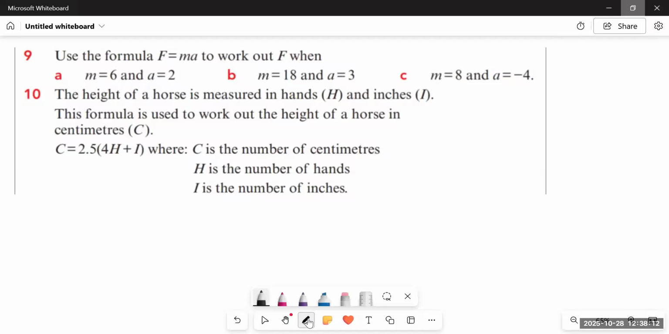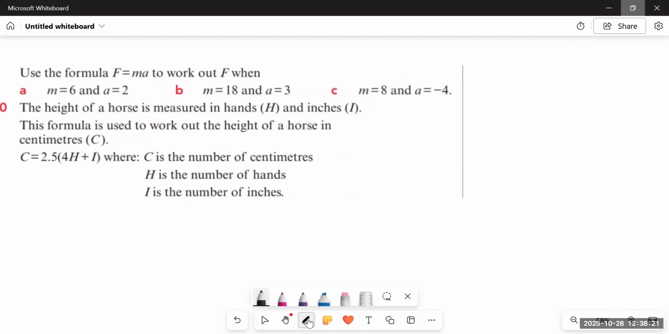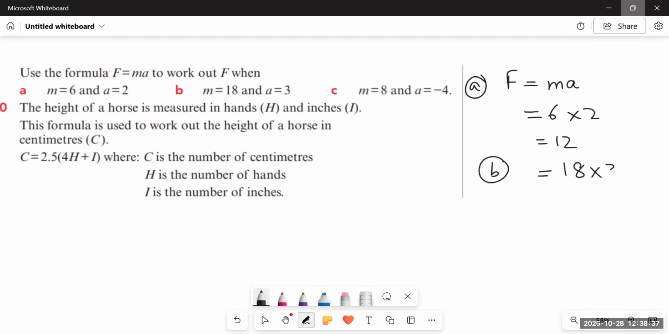Now, in question number 9, it says use the formula F = MA to work out F when the values of M and A are given. So we have to do it the same way we did question number 8. If F = MA, M = 6, A = 2, 6 2s are 12. Similarly, in part B, M = 18, 18 multiplied by 3 is 54. In part C, M = 8, A = minus 4, 8 4s are 32. The answer will be minus 32 and that's all.